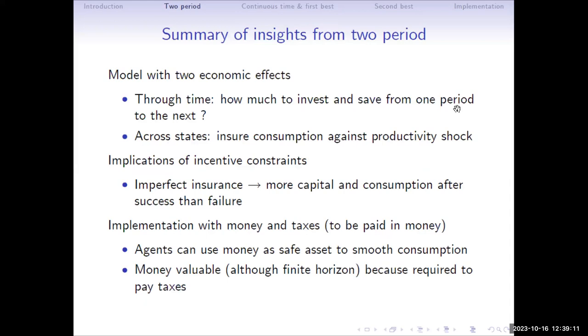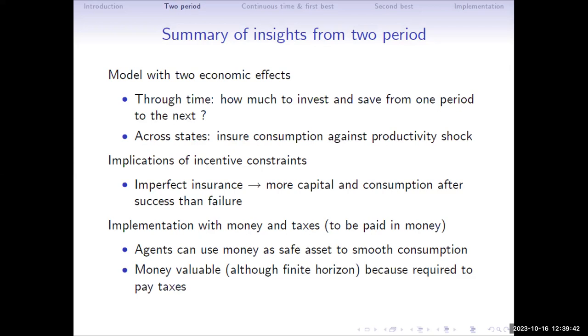So here are the insights from the two-period model, and we're going to go to the dynamic model. We have a model with two economic effects. One is consumption smoothing through time, and the other is consumption smoothing across states. We have an incentive constraint that implies that insurance is imperfect, and that agents must have more capital and more consumption after success than after failure. And we can implement the optimal mechanism with money and taxes. Here the agents can use money as a safe asset to smooth consumption.